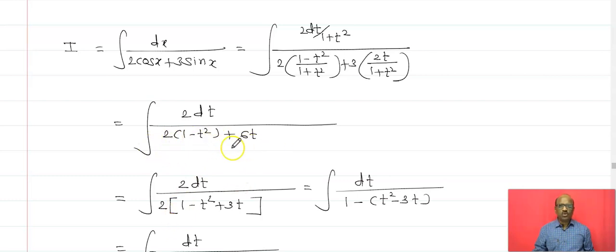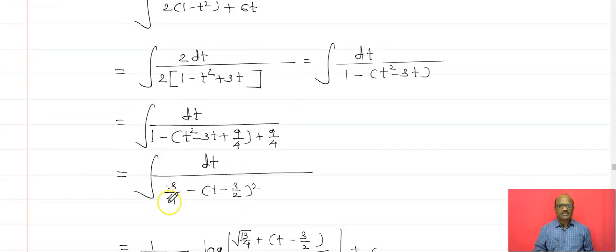From these two we can take 2 common. Then you will get 1 minus t square. After the 2 is gone, what remains? The 1 minus t square plus 3t. That is equal to integral dt upon 1 minus, these 2 will get cancelled. Integral dt upon 1 minus t square minus 3t bracket complete.